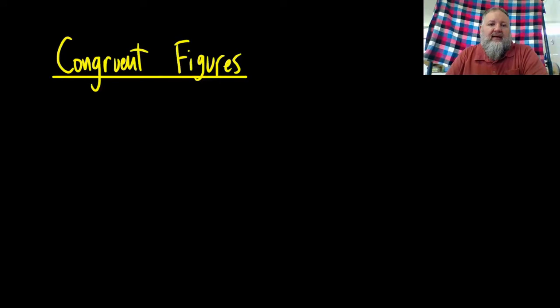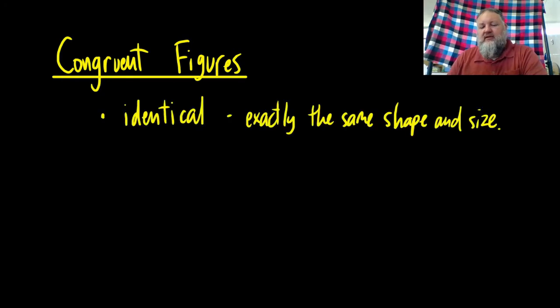Let's have a look at and talk about congruent figures. When I use the word congruent, what exactly does that mean? Well, I guess simply you could say that congruent figures are identical. They are the same shape and the same size. So here's a quick example.